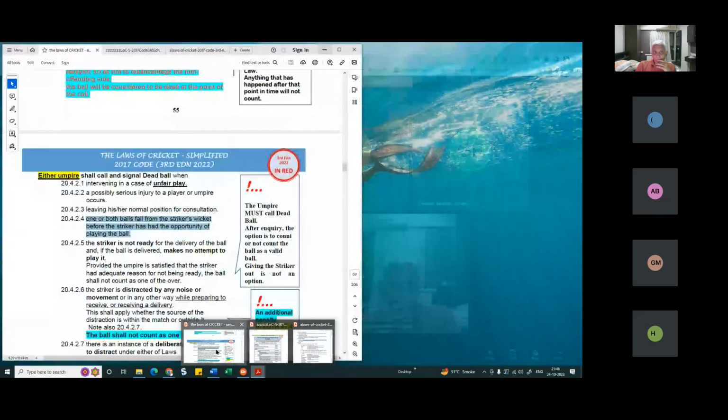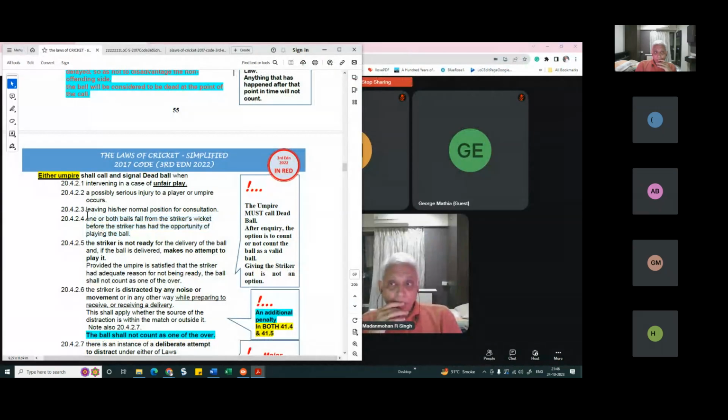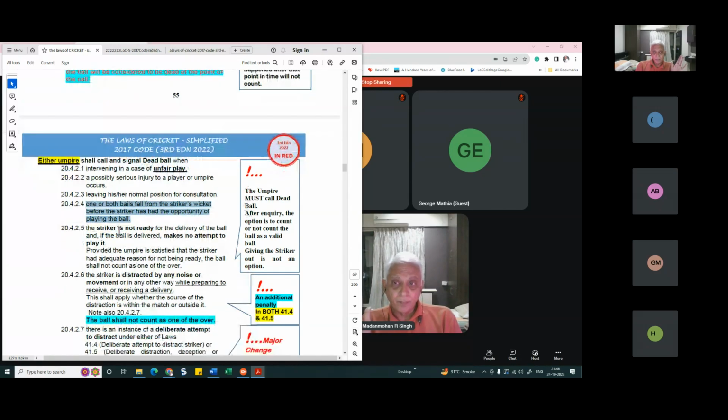So this is what the law says. One or more bails fall from the striker's wicket before the striker had an opportunity of playing the ball. Always it is dead ball. And now the law allows you to call it even later. Maybe at that time it did not, or so the umpire felt. But now the law does allow you to call it later, and naturally, the ball hitting the stumps and going to the boundary or the bat stump being uprooted, all of that will simply not count. Okay?